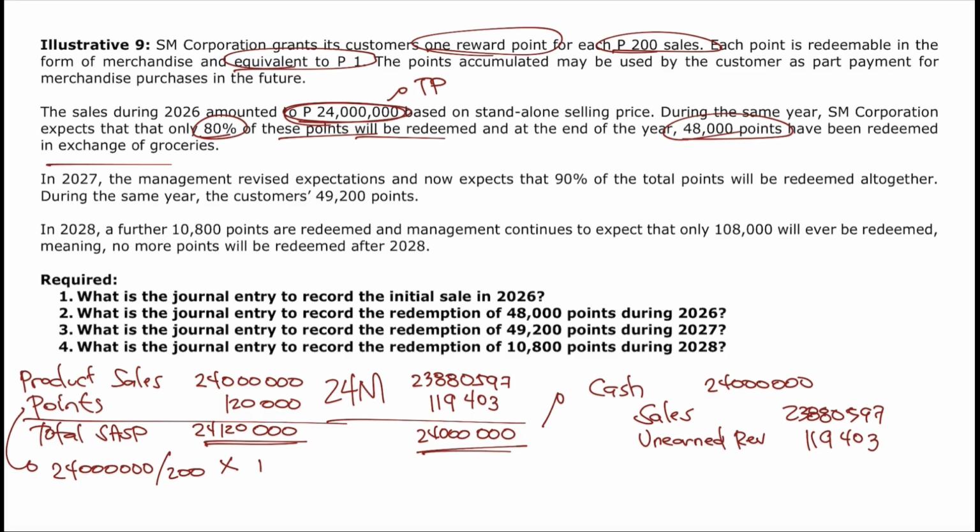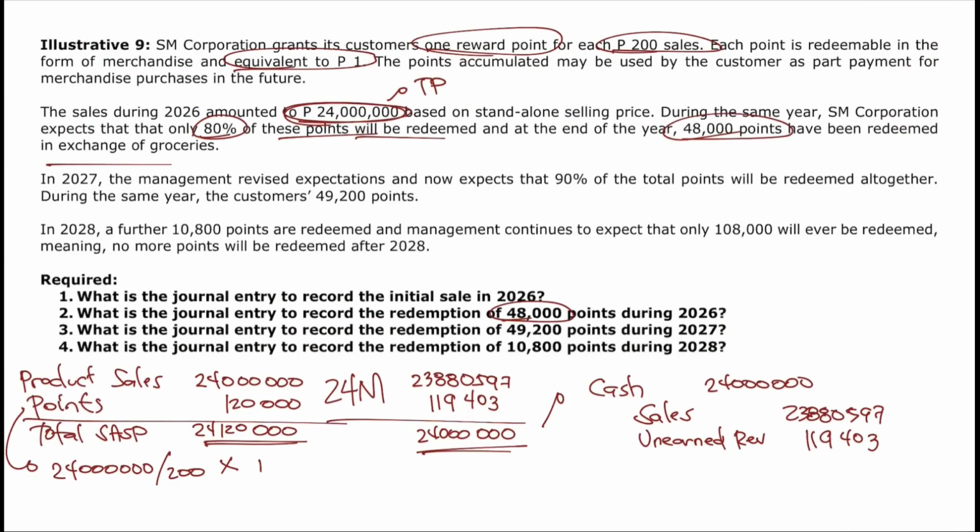Okay? So, requirement 2, what's the journal entry to record the 48,000 redemption of points during 2026? Once again, nag-e-expect tayo na 80% lang of these points will be redeemed. Ilan yung total points natin? 240 million divided by 200 is 120,000. Ine-expect natin na 80% lang ang babalik sa atin. So, the total points na babalik lang sa atin will be 120 times 0.8, or that's equal to 96,000 points lang.